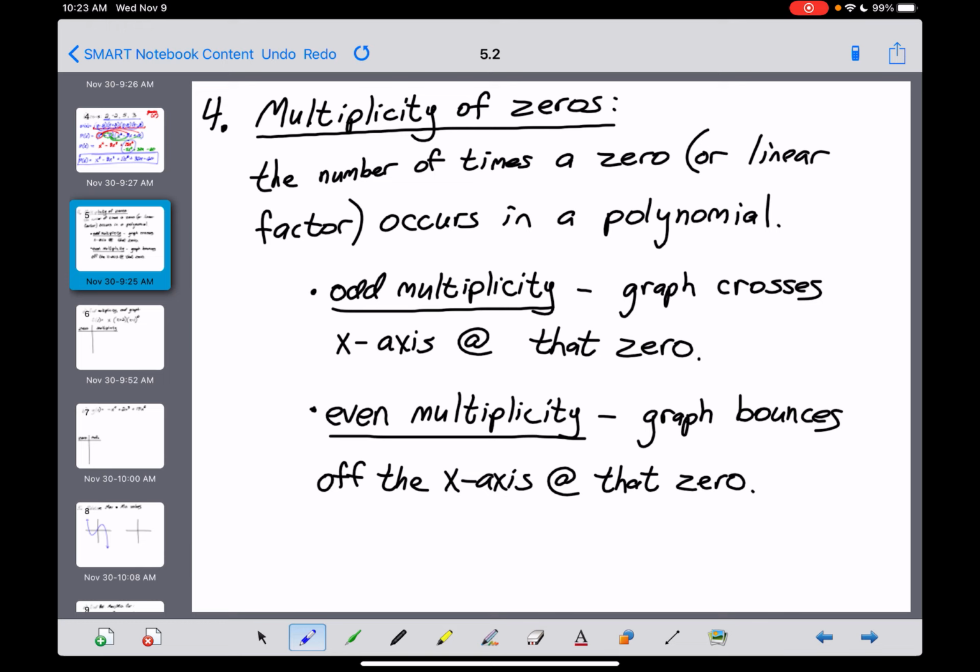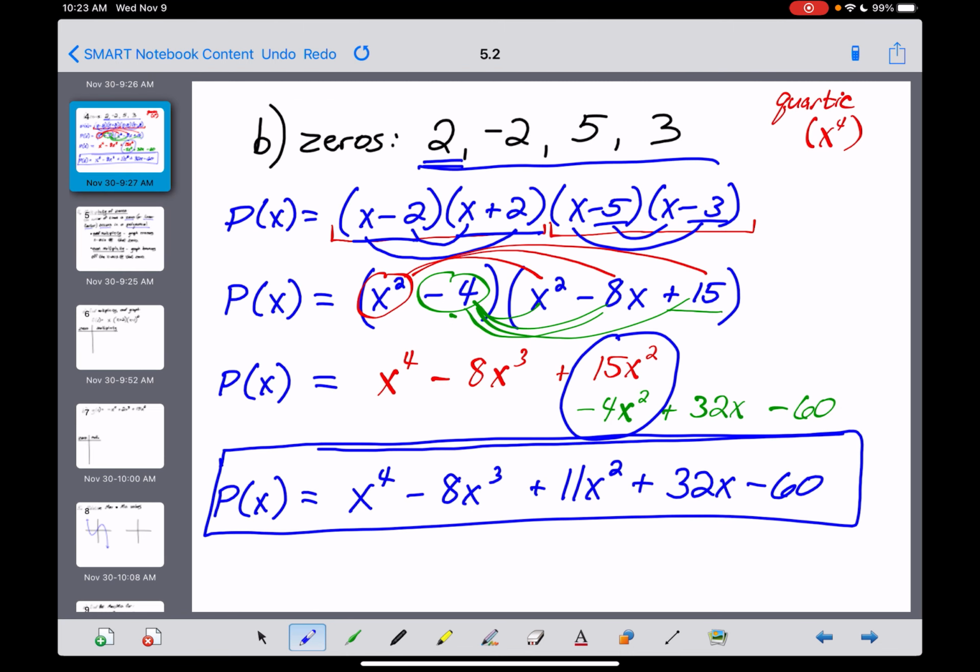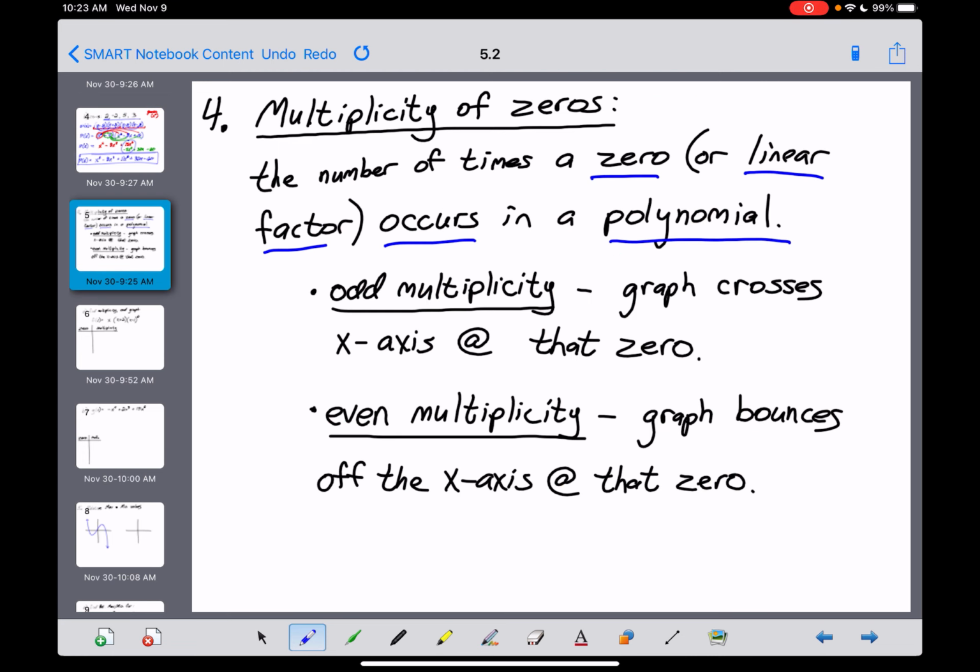Multiplicity of zeros refers to the number of times that a 0, or remember guys, a linear factor, occurs in a polynomial. In the problems that we've done so far, each 0 has only occurred one time. But let's go back to this last one. If I changed, just for example, this 3 into a 5 again, now you'll notice the 5 occurs twice. Now this function still has 4 zeros, but that's going to alter some things about the graph itself, and that's what we're going to explore right now.